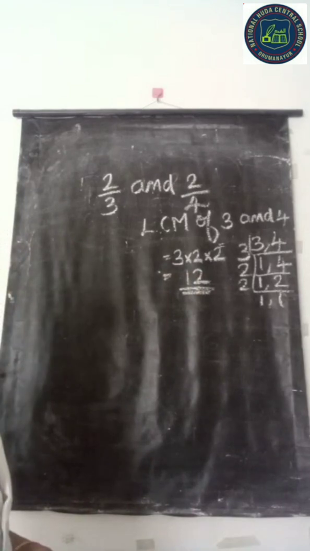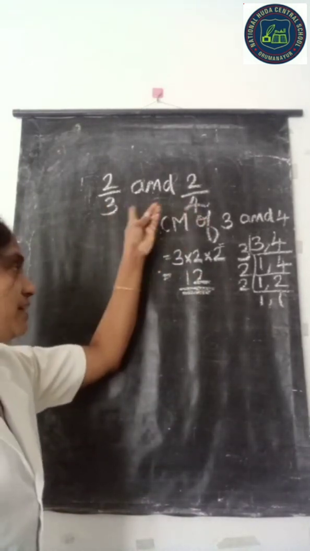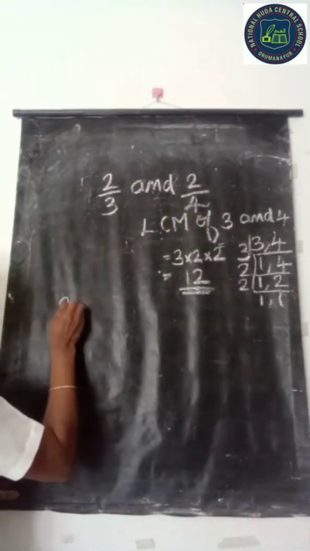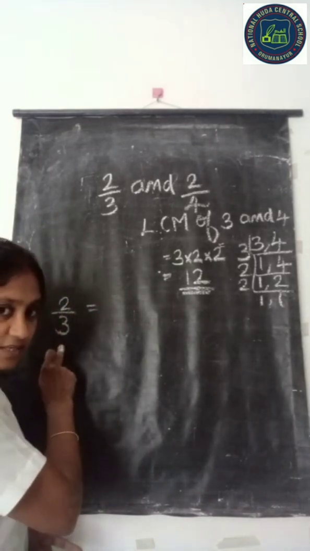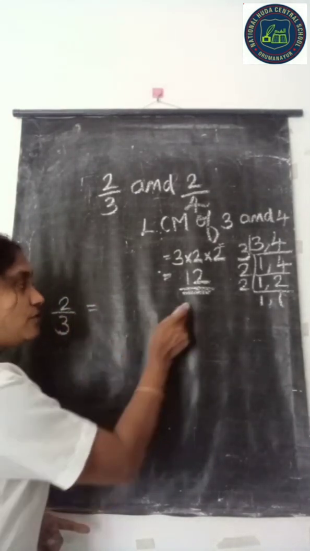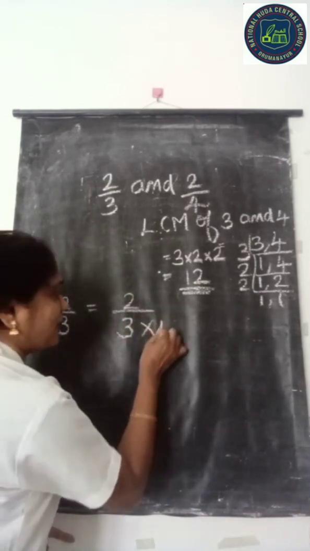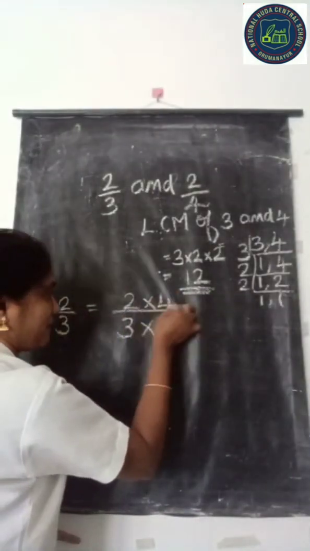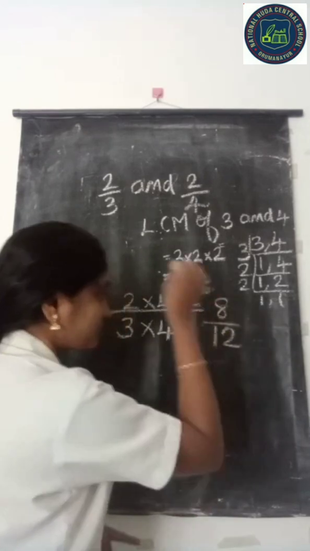This means that we have to convert the denominators of these two fractions to 12. So we can take the first fraction 2 by 3. That is, this denominator is 3. So we have to make it to 12. So in order to get 12 here, we have to multiply by 4. So here also we have to multiply by 4. Our fraction is 8 by 12.